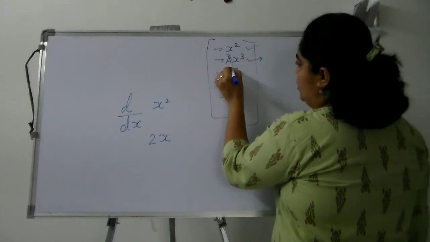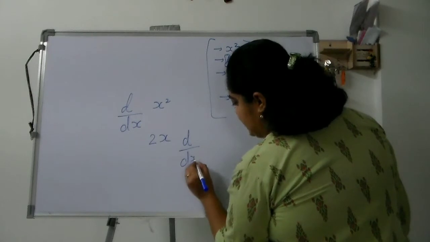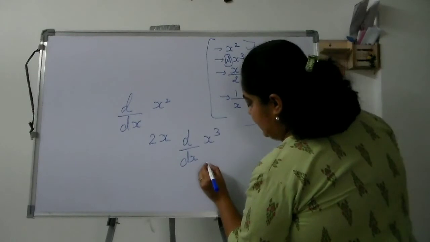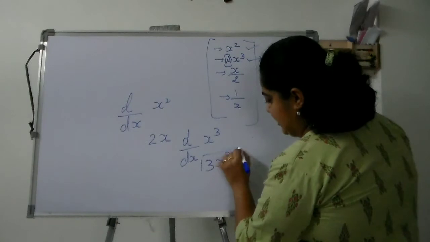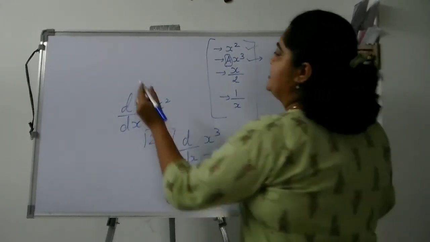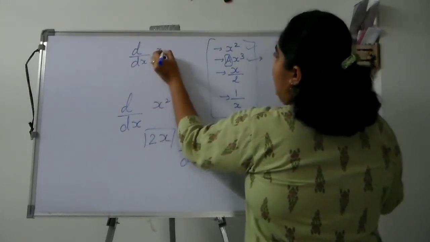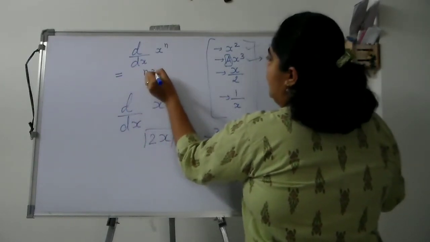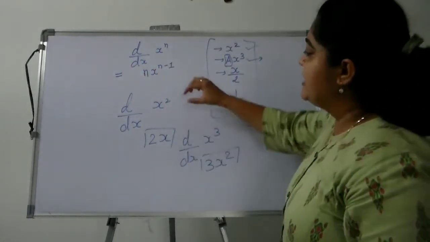But I will not use this a right now. I will just use this d by dx of x cube. So now what will happen? It will be 3x square. Now how did this come? There is one formula for this which you have to remember nicely. It is d by dx of x raised to n will always be equal to n x raised to n minus 1. So in this case, what is our n?